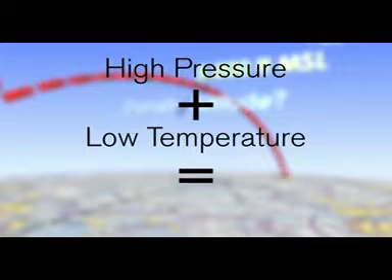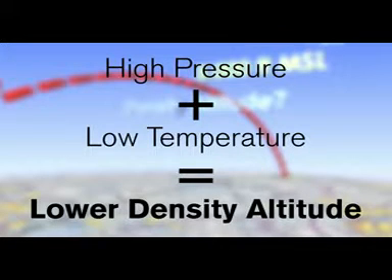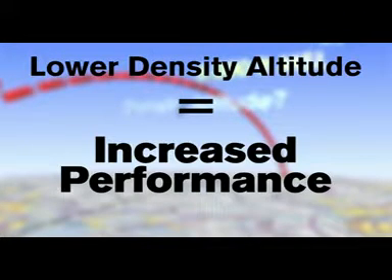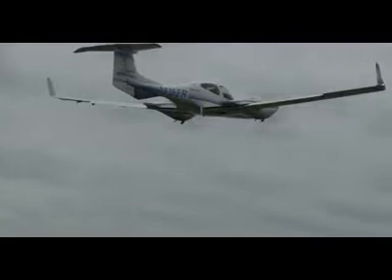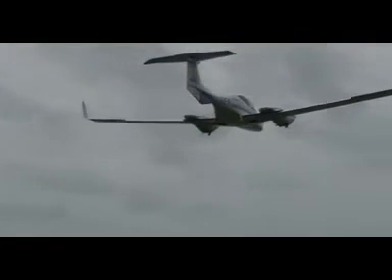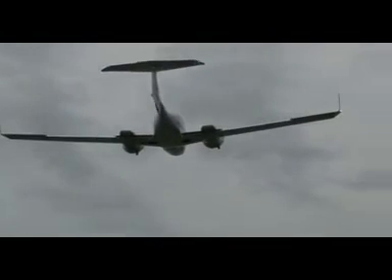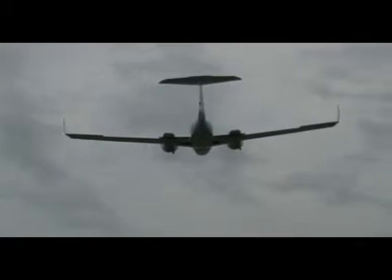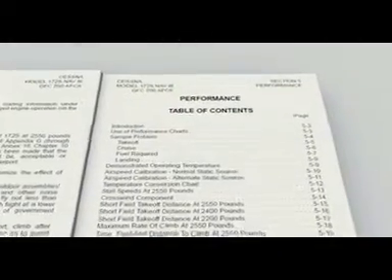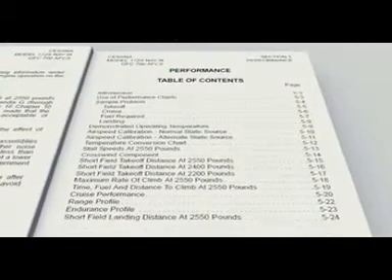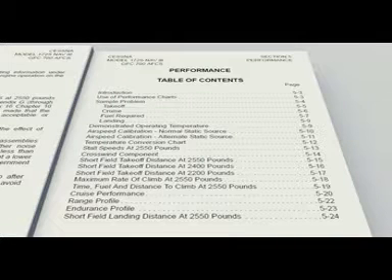Today's relatively high pressure and low temperature resulted in a lower density altitude, which means the plane will perform as if it were flying at a lower altitude, giving it an increase in performance. So now that we are able to determine pressure and density altitudes, we can take a closer look at how this affects the airplane. To see some examples of how the performance will change in different scenarios, let's look at Chapter 5 of the Cessna 172S Pilot's Information Manual.